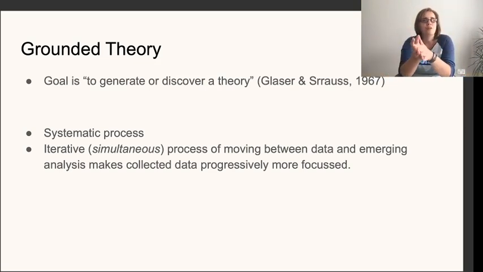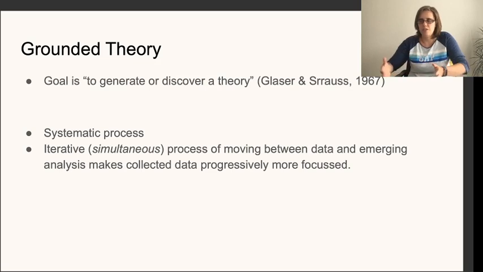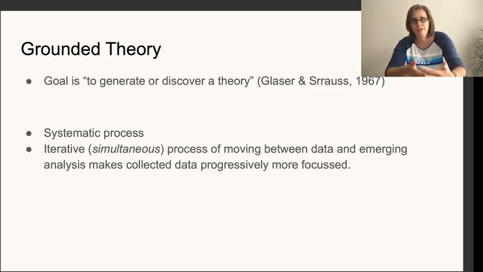Glaser and Strauss developed the first grounded theory method in 1967. They wrote a textbook, and from there it became something of a soap opera. They both had different ideas of what they should do going forward, and they basically split. Strauss worked with other people, Glaser worked with other people, and they developed a parallel sense of what grounded theory might be. But what they both agree on is that it's a systematic, iterative process of moving between data and an emerging analysis. That means that when you collect more data, you become progressively more focused until you arrive at a theory.